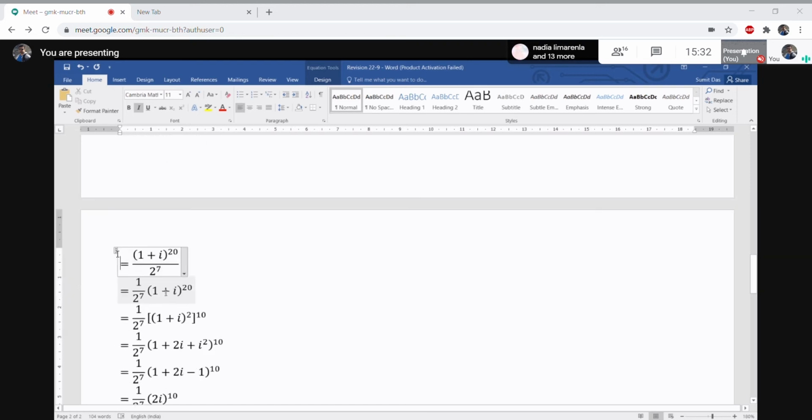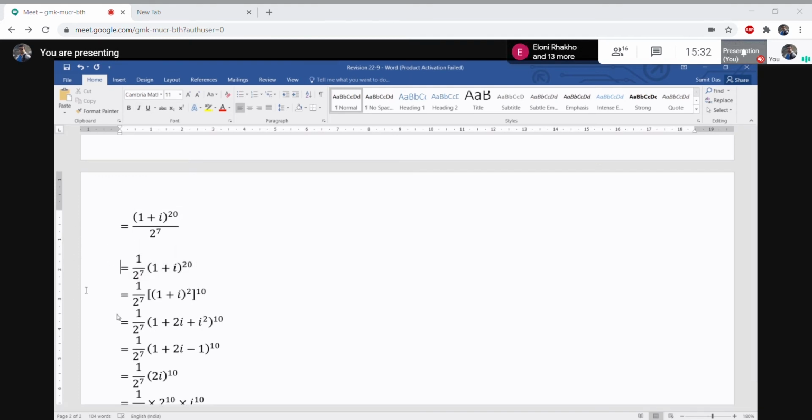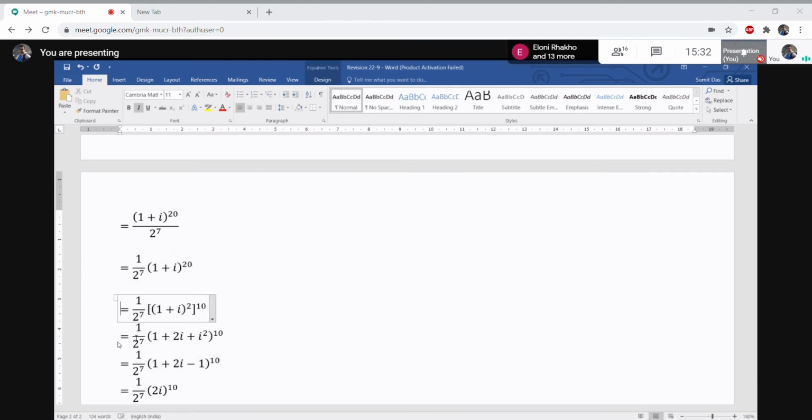Okay, so from the denominator we remove i. Our half work is done. After that we have to simplify the numerator also. So (1 plus i) to the power 20 we can write like this: (1 plus i square) whole to the power 10. Suppose a to the power 20, we can write (a square) whole to the power 10.